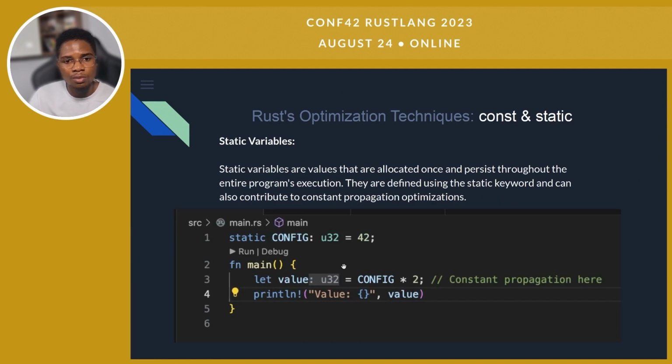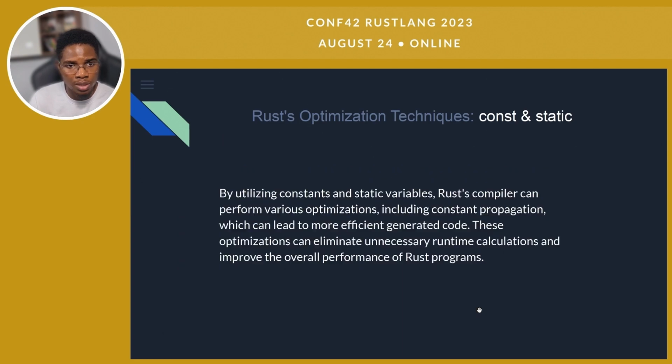Okay, so using the static variable is very similar to using the const, but one of the biggest differences is that when you're using the static variable, it basically creates a value on the heap and gives it a lifetime of static, which means it lives as long as the program lives. It deallocates this memory when the program terminates basically. And the compiler can also use this value for constant propagation, as we've discussed in the previous slide.